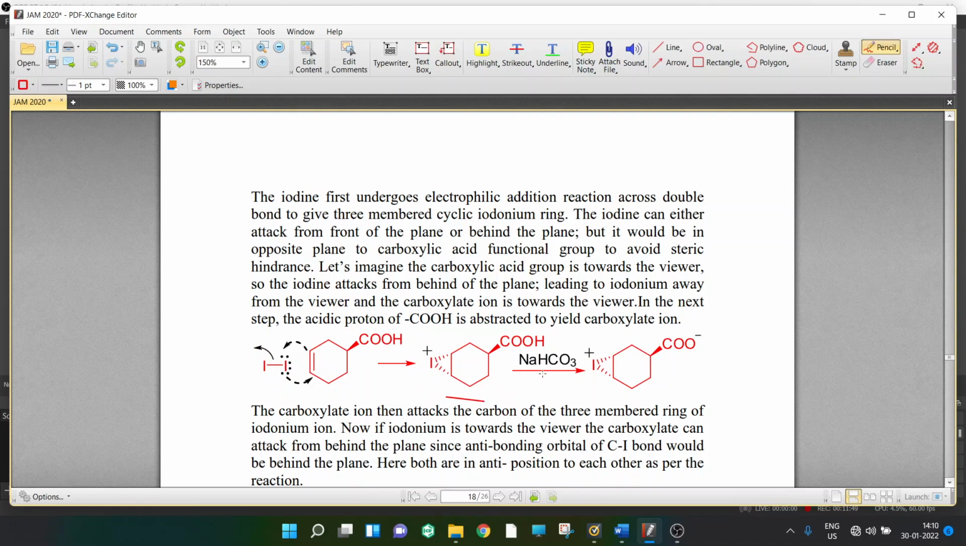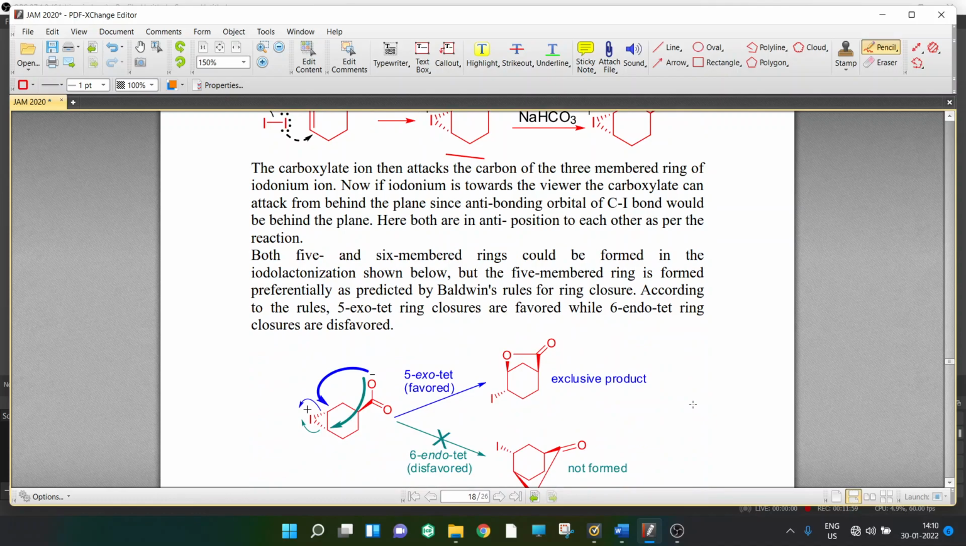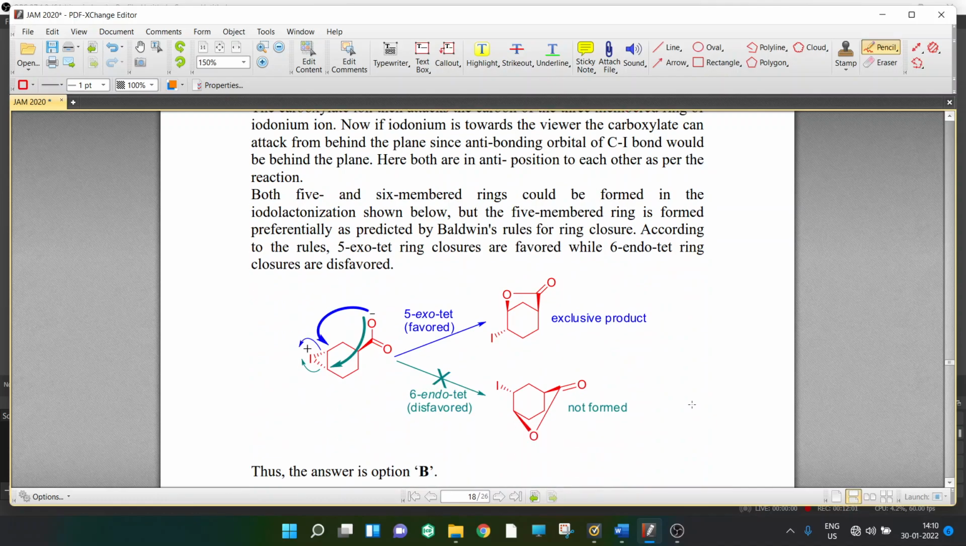Then you are having sodium bicarbonate. Now sodium bicarbonate, as you know, is a weak base. So the weak base will remove this proton from the carboxylic acid and you get COO minus. Now what happens? This is what they are looking for. You have to understand. Here is what comes, what is called Baldwin's rule. So now COO minus can attack either on this carbon or on this carbon, right? So let us count the number 1, 2, 3, 4, 5.